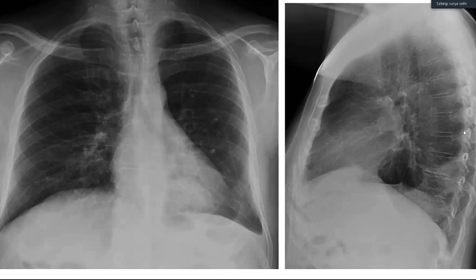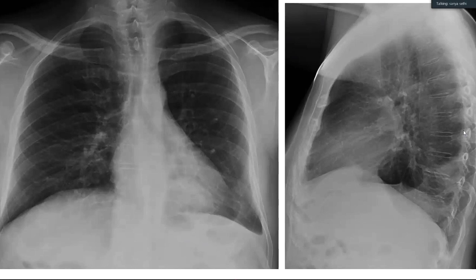There is no hilar prominence. The mediastinal contour is normal. The cardiac shadow is normal. The hilar and diaphragmatic contours are normal. There is no straightening of the diaphragm. The diaphragmatic contour is normal.